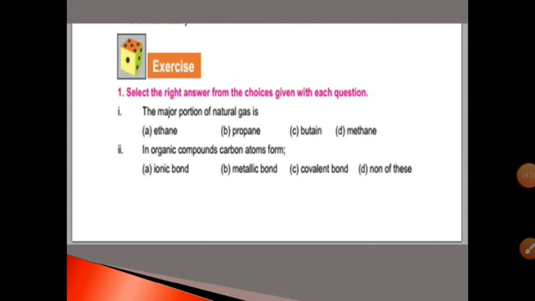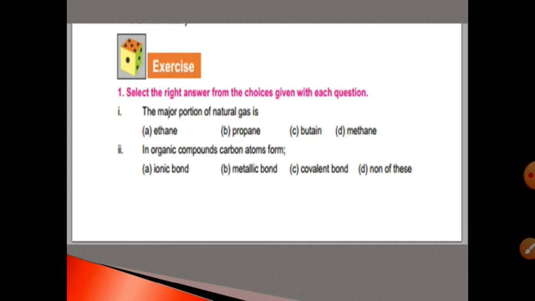Now we are going to discuss the exercise MCQs. Please girls, open your books in front of you. Now check it. The major portion of natural gas is ethane, butane, propane, methane. The correct answer is methane. Major portion of natural gas contains methane, CH4.